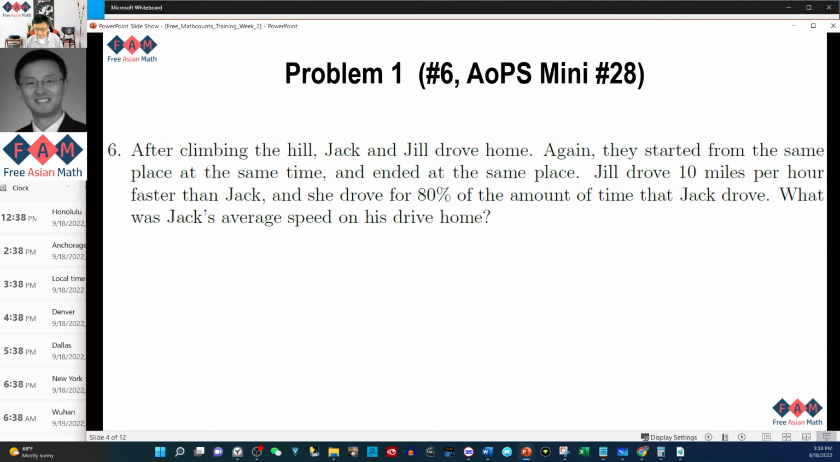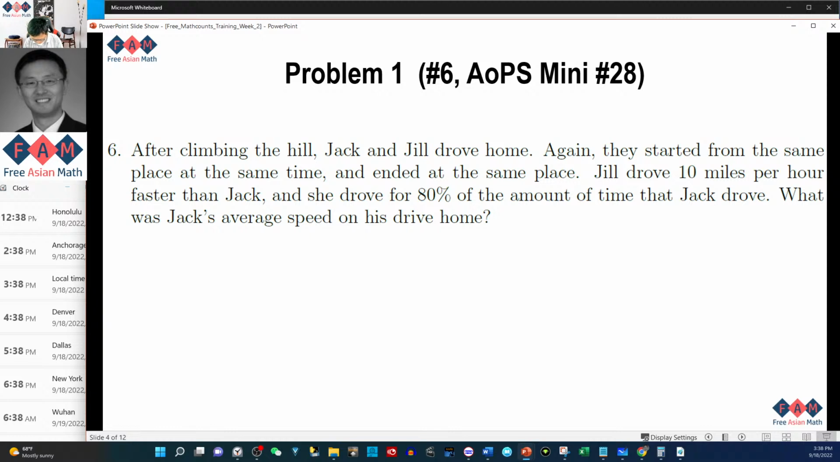This is number 6 from mini number 28. Jack and Jill climb a hill, and after they reach the top, then they come back home.